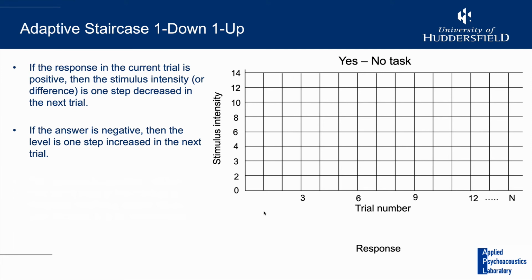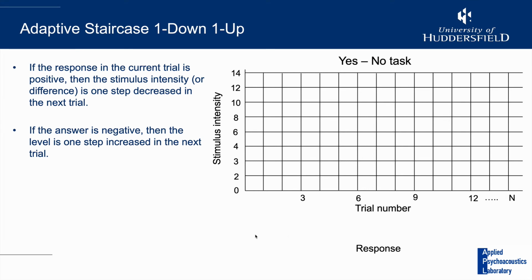The basic rule of adaptive staircase one-down, one-up method is that if the response in the current trial is positive, then the stimulus intensity or difference is one step decreased in the next trial, which means the task becomes more difficult. If the answer is negative, then the level is one step increased in the next trial, which means the task becomes easier. So let's have a look at this example. Let's say we are doing yes-no task experiment, and we start with stimulus intensity, which is fairly high.